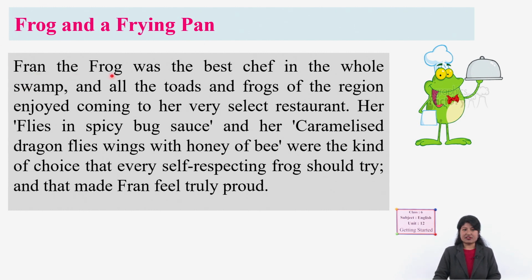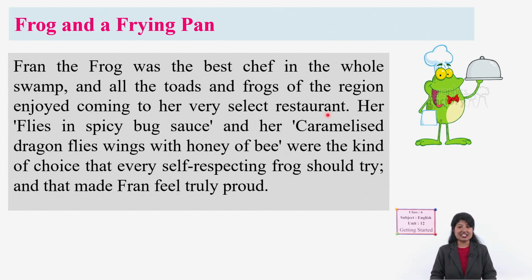Fran is the name of the frog. Fran, the frog, was the best chef in the whole swamp. Chef means cook, head cook, the one who knows all the cooking techniques. Fran is a chef, and he was the best in his swamp. Swamp is a wet land where there is water, watery land where frogs live. Swamp and all the toads and frogs of the region enjoyed coming to her very select restaurant.